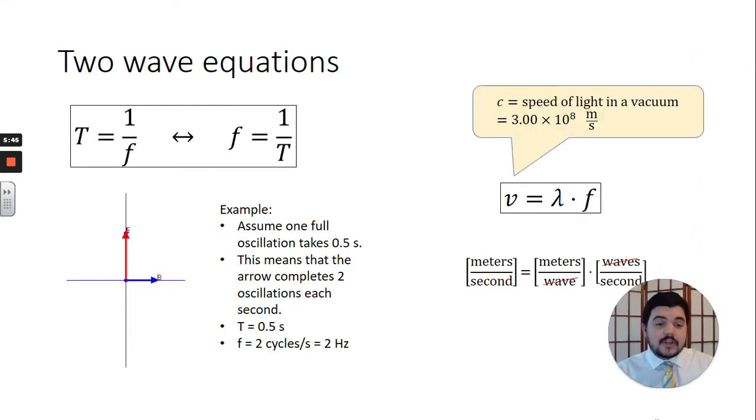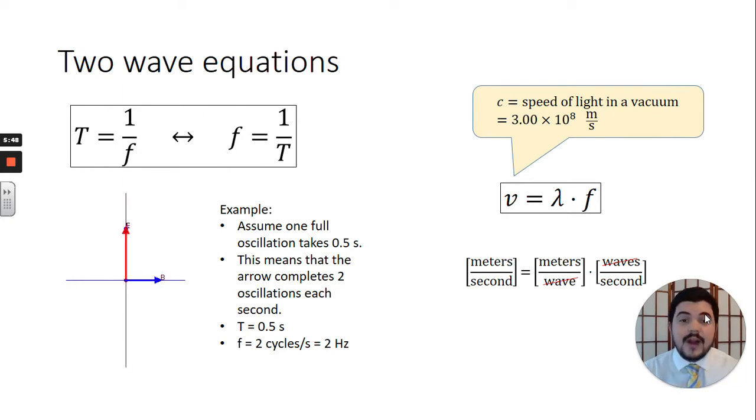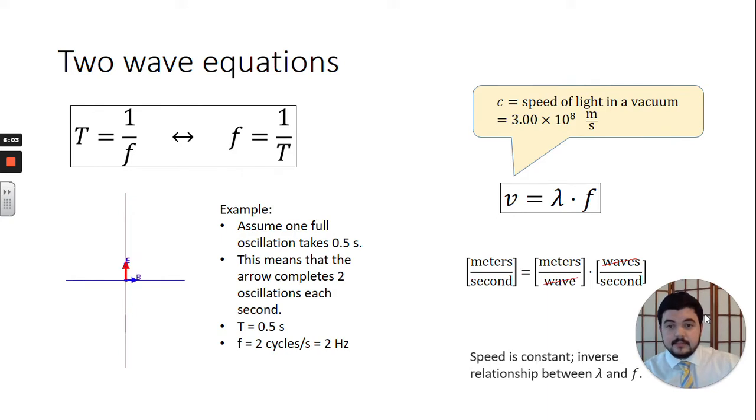And for electromagnetic waves, which are the waves that we will be studying for optics, that speed in a vacuum, we use the letter C for that speed, and it's 300 million meters per second, or 3.00 times 10 to the 8 meters per second. So in this example, we can see down here, it says, speed is constant. The speed of light in a vacuum does not change. So there's an inverse relationship between the wavelength and the frequency. Bigger wavelength means lower frequency, and higher frequency means smaller wavelength.